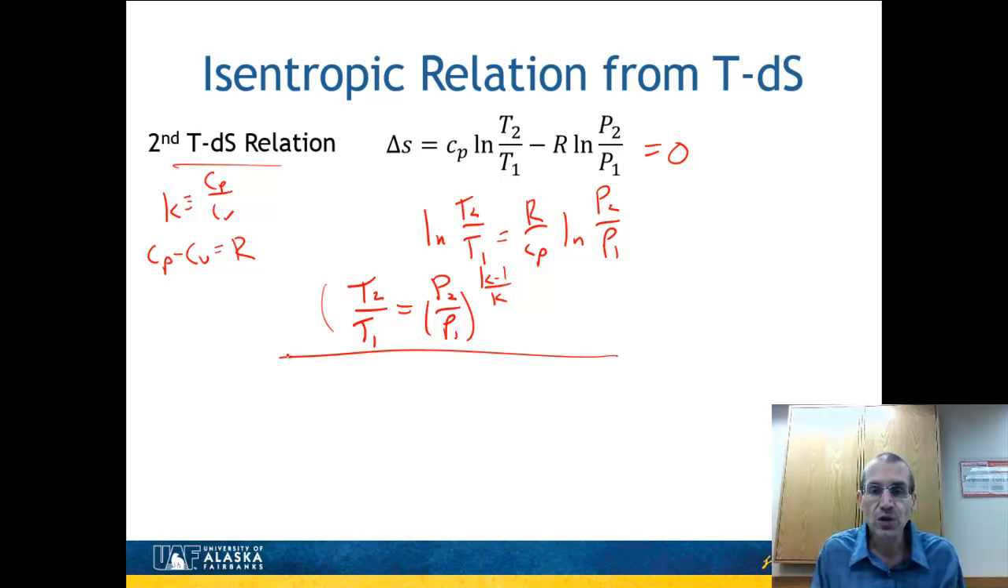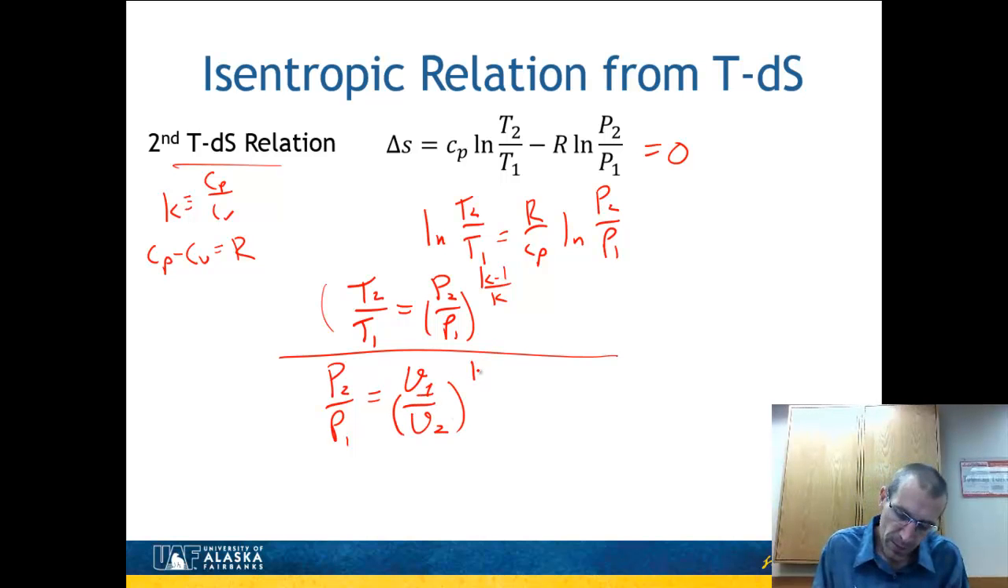And if I combine those two relationships, both of which had T2 over T1 equal, if I set those two things equal to each other, I can get this relationship, which says P2 over P1 is equal to V1 over V2, to the power of k.